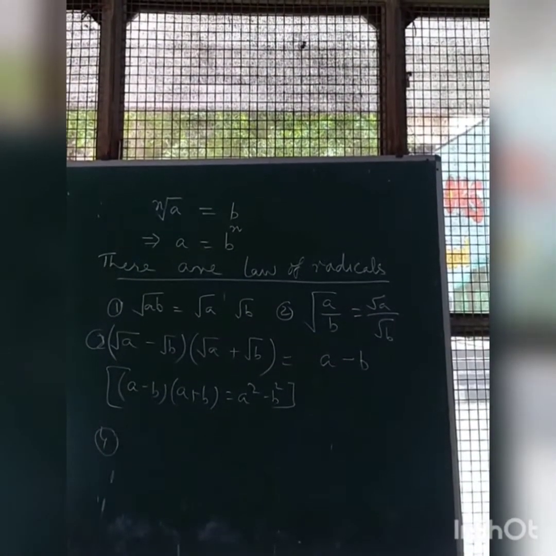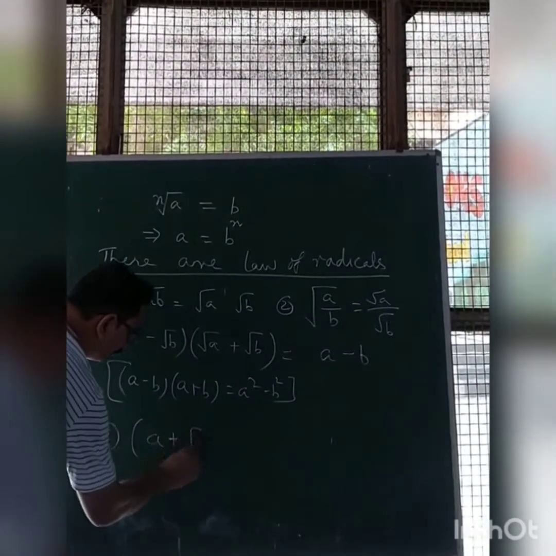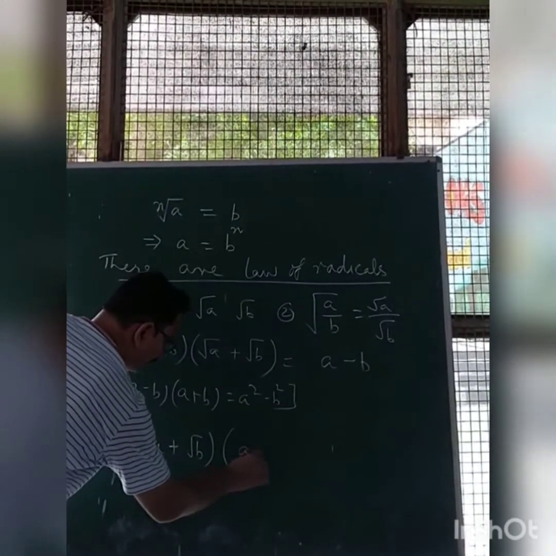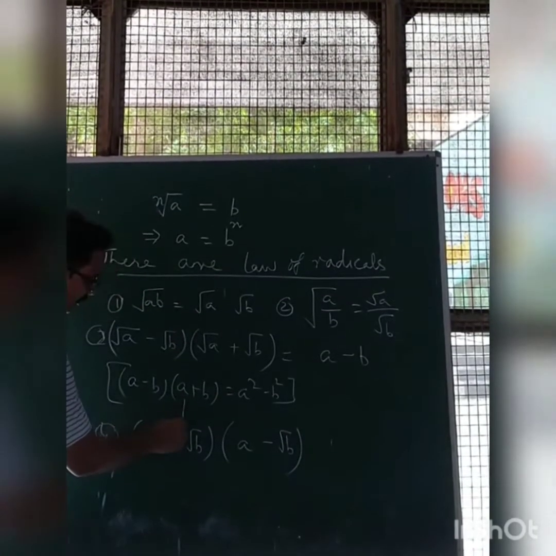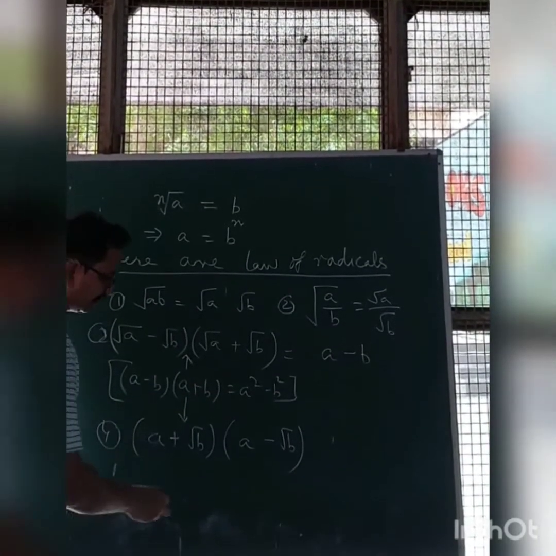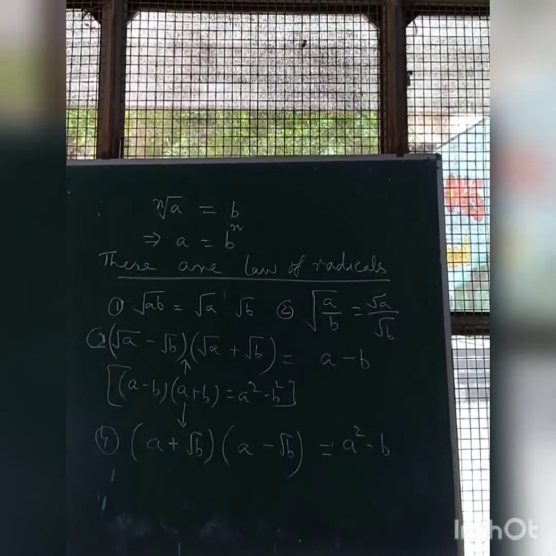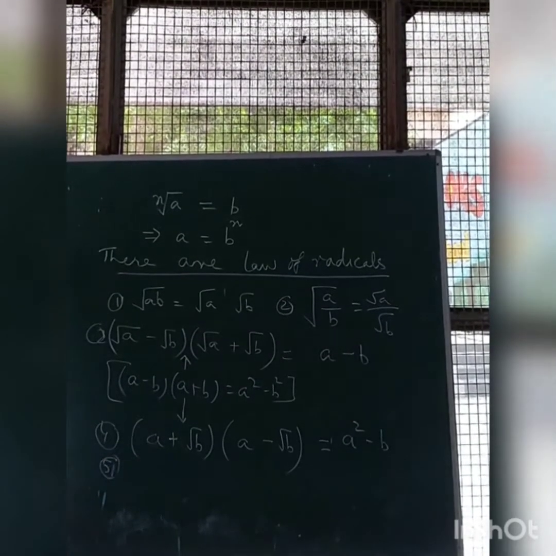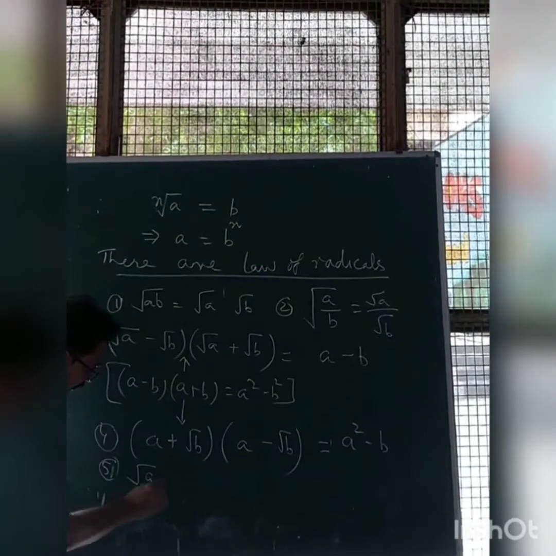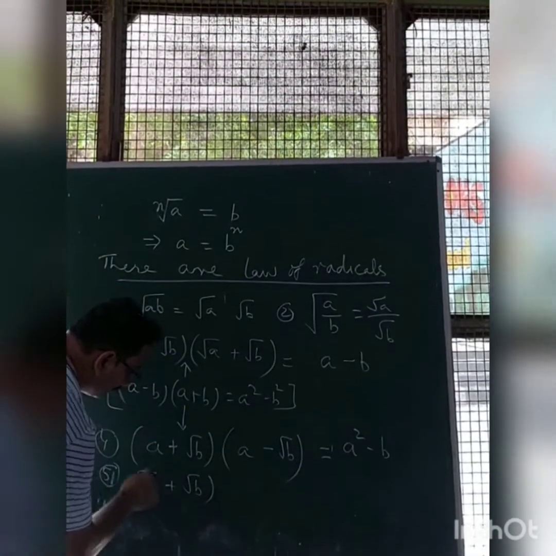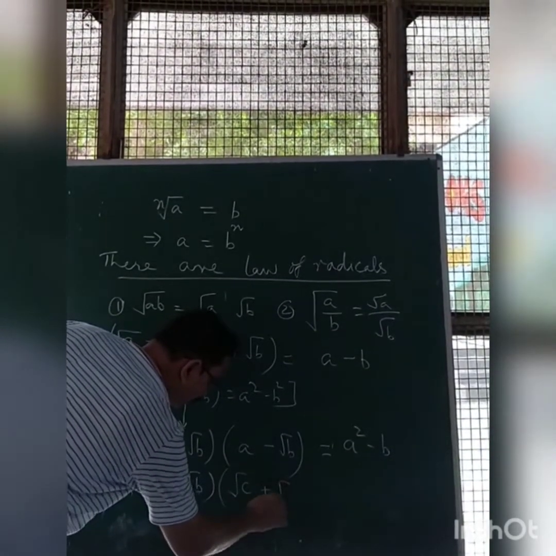Fourth, a plus under root b, a minus under root b. Same, this identity is used here as well. So a square minus b. Fifth, under root a plus under root b into under root c plus under root d.